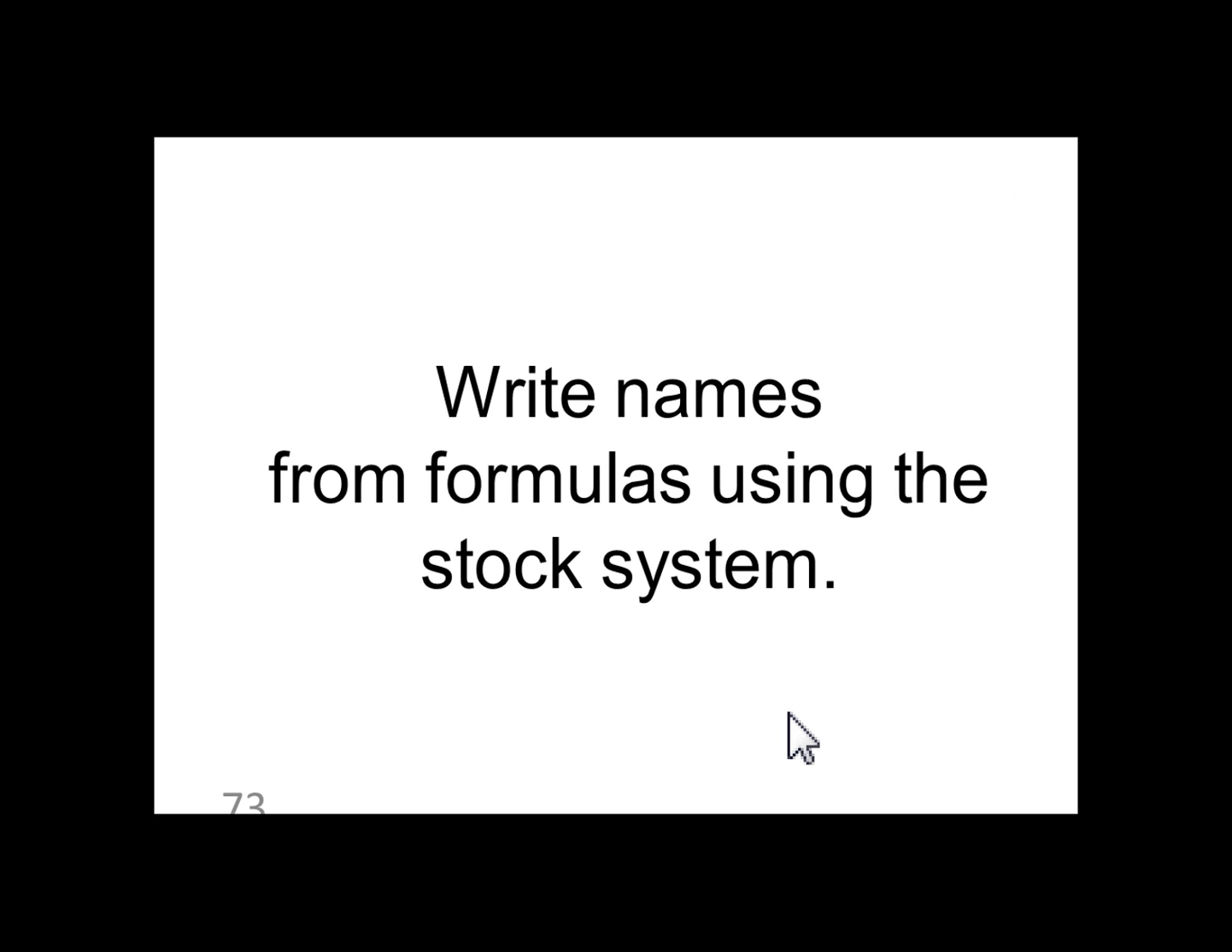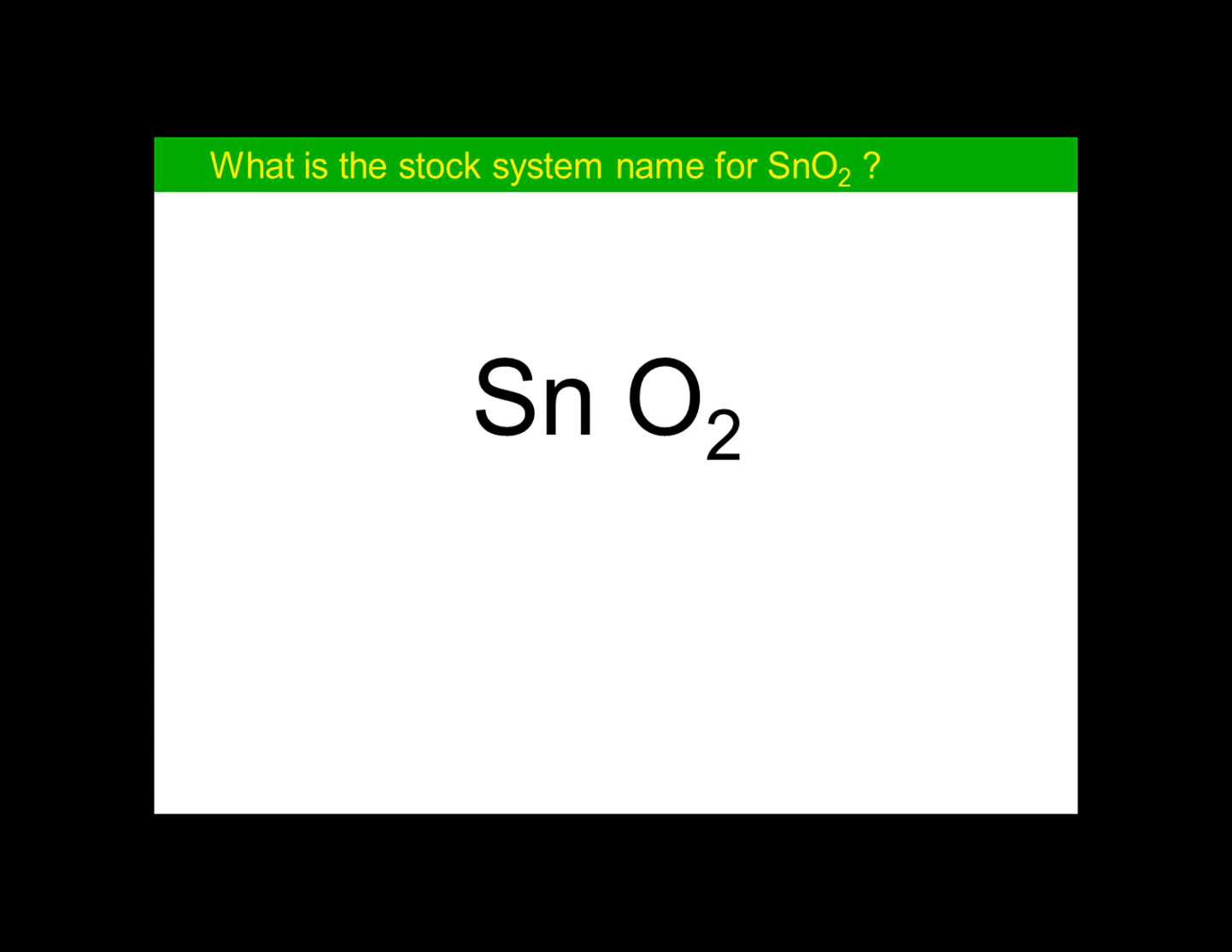Alright, writing names from formulas. Going backwards a little bit, you have to do a little math. So let's see how this works. Typical test question. Raise your hand if you want to see a test question. Yep, here it is. What is the stock system name for SnO2? Sn is tin. O is oxide.